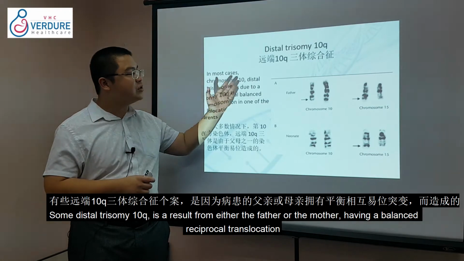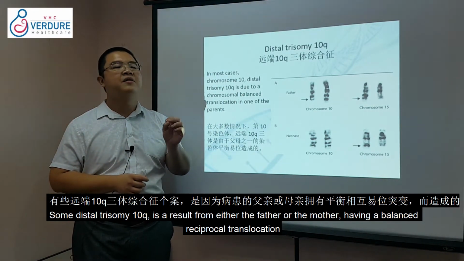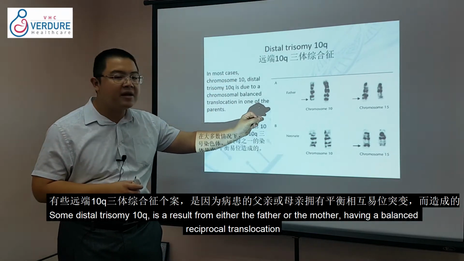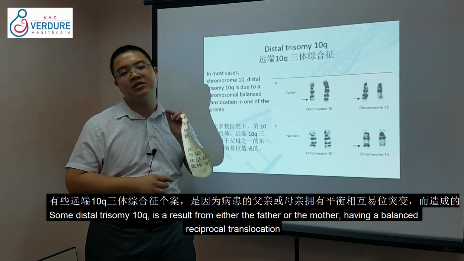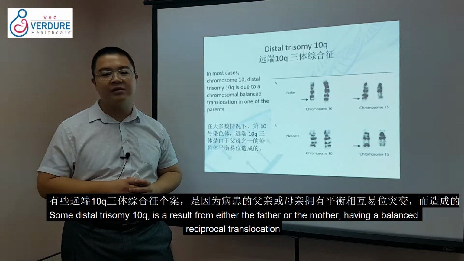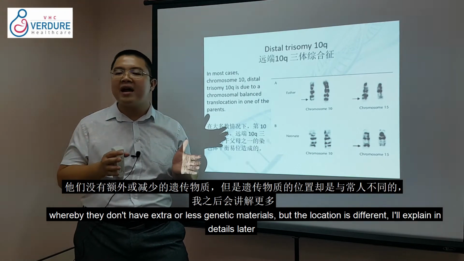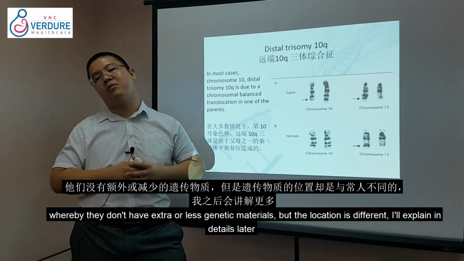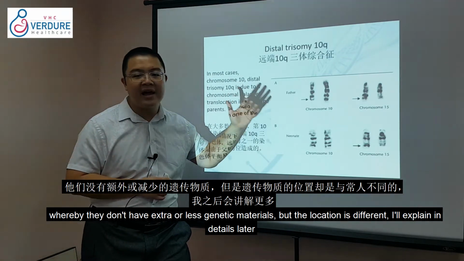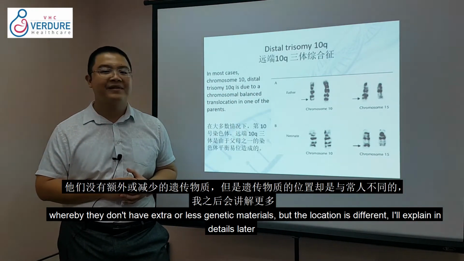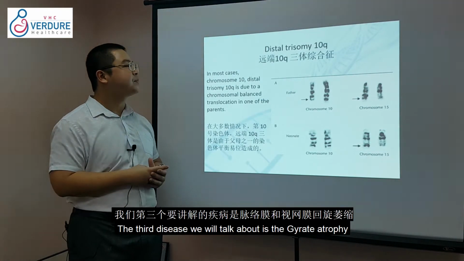So, distal trisomy 10q results from either the father or the mother having a balanced reciprocal translocation, whereby they themselves don't have extra or less chromosome material, but the locations are different. I'll explain in detail later on.